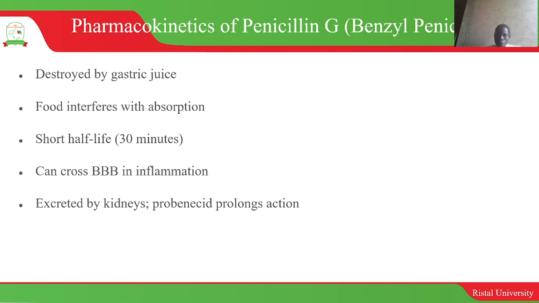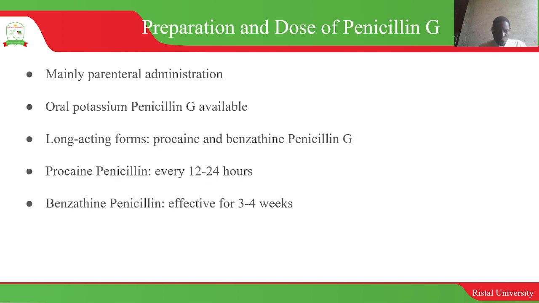Pharmacokinetics of penicillin G. It is destroyed by gastric juice, and that's why we're always giving it IM or IV. Food also interferes with the absorption, and it has a short half-life of up to 30 minutes. It can cross the blood-brain barrier in inflammation and is excreted by the kidneys. But probenecid prolongs its action.